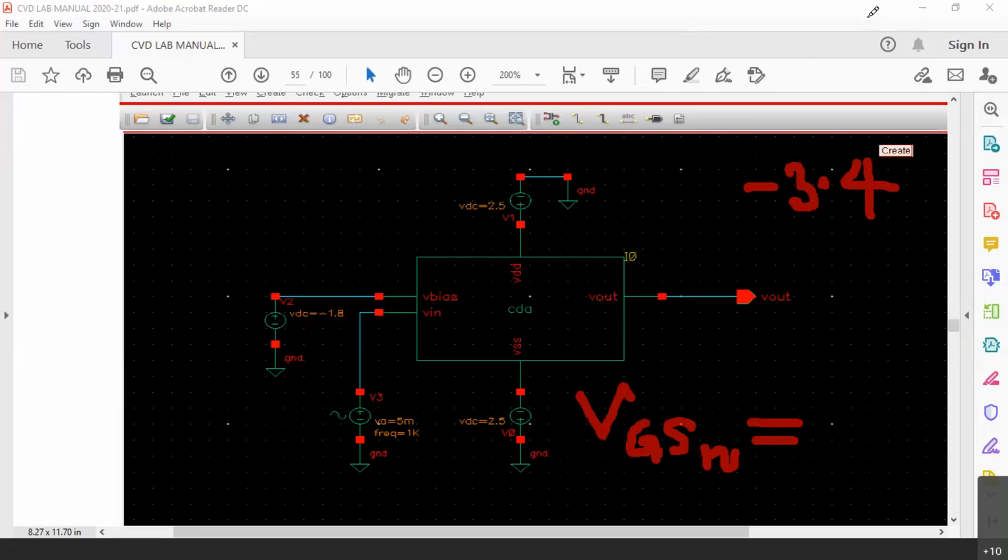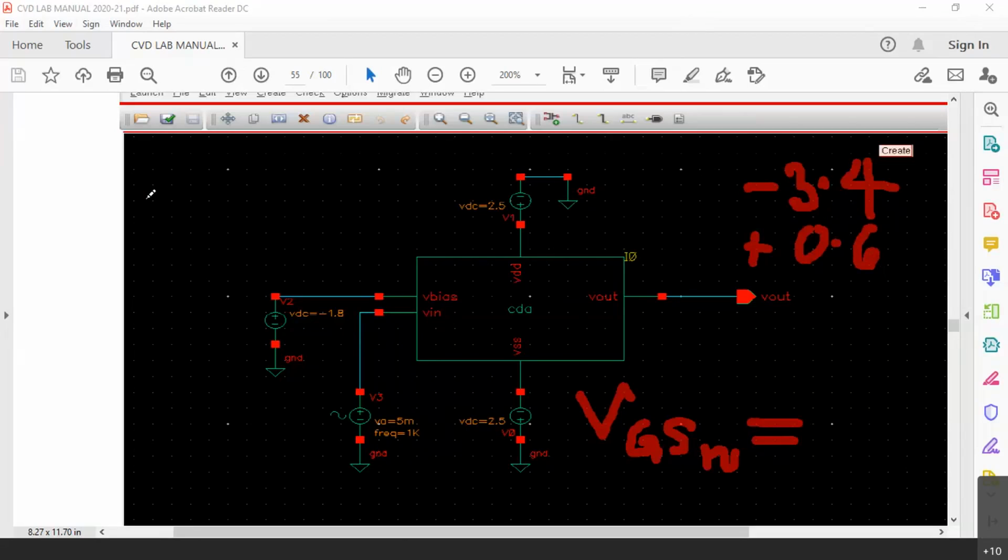Any other answers by any other students? Now Kuldeep says it is 0.6 volts. Let us say the answer given is plus 0.6 volts. I'll tell you, think again.